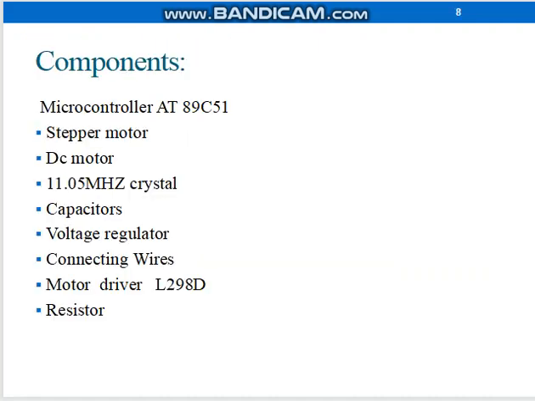The components are here: microcontroller 89C51, stepper motor, DC motor, 11.05 megahertz crystal, capacitors, voltage regulator, connecting wires, motor driver L298D, and resistor.